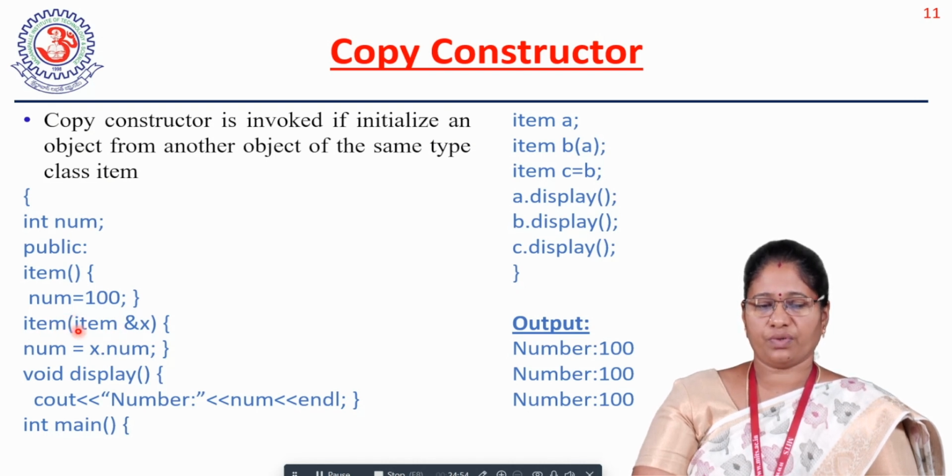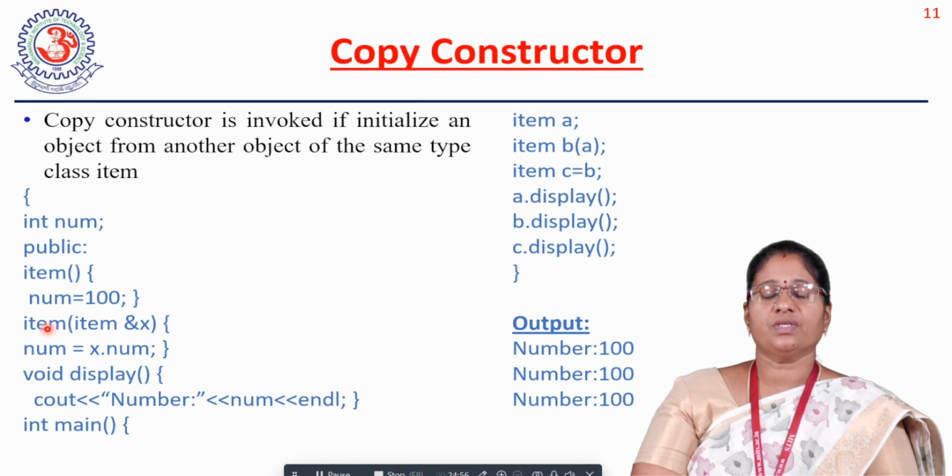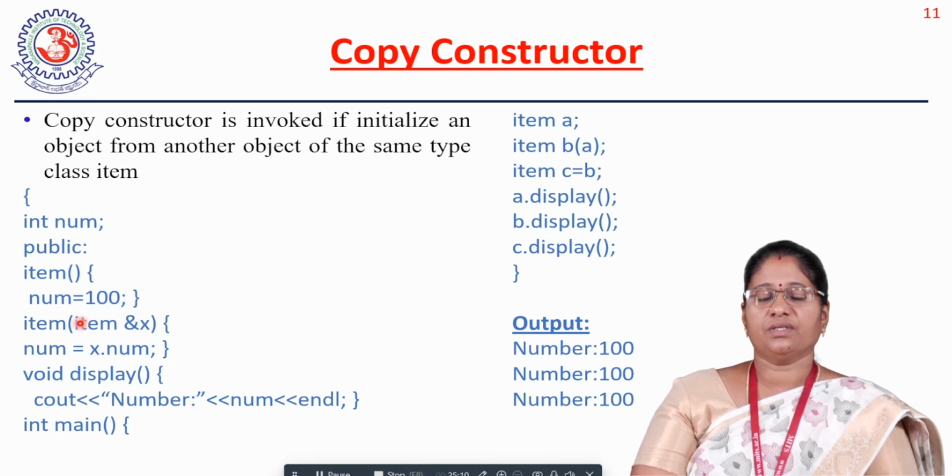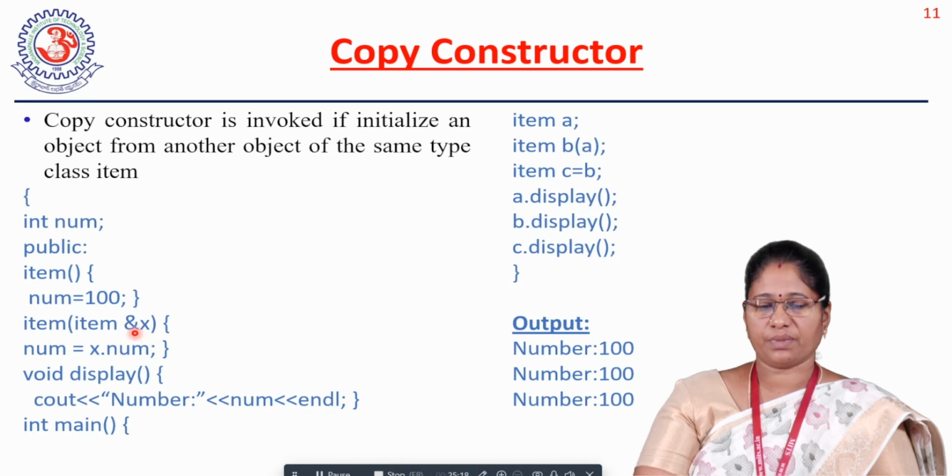How are we going to use the copy constructor? We have to give the constructor name as item, and we need to pass an argument here. Within this argument, usually we give the data type. But if you use a copy constructor, here we have to give the class name as the data type. That is the main thing we need to follow. After that, we have to use the ampersand symbol. After that we can give the data member.